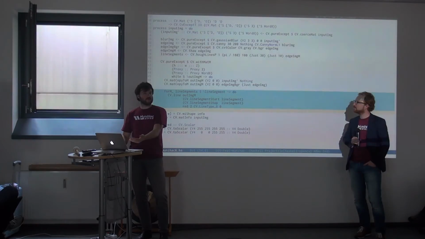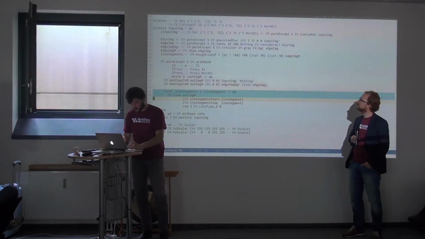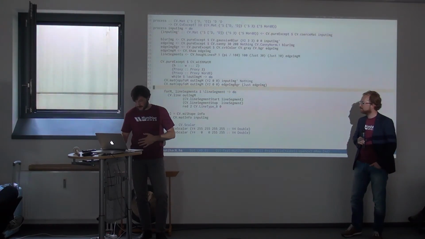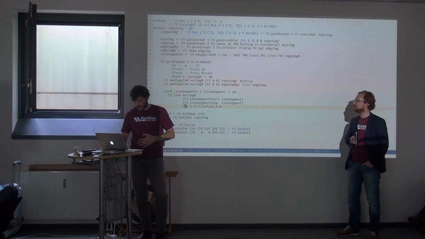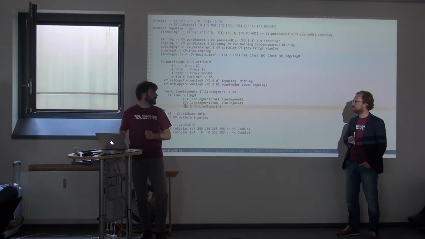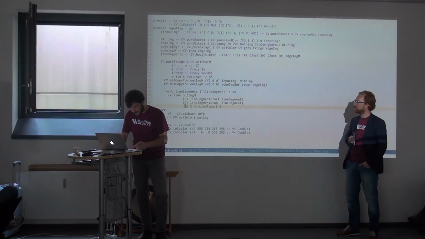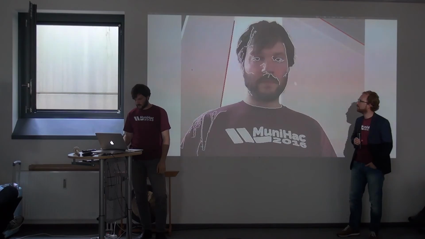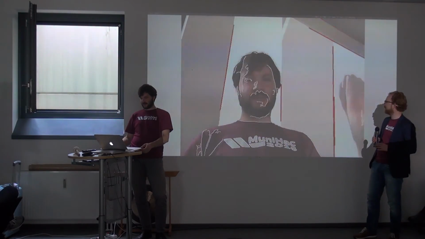So here we loop over the line segments, and we basically just use another CV drawing function. This also draws on a mutable image, and draws all the line segments as red lines. Yeah. Well, let's see what happens. 6. There we go.